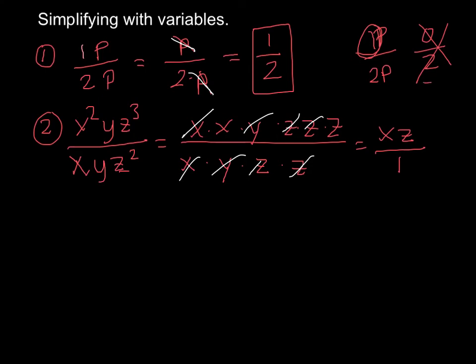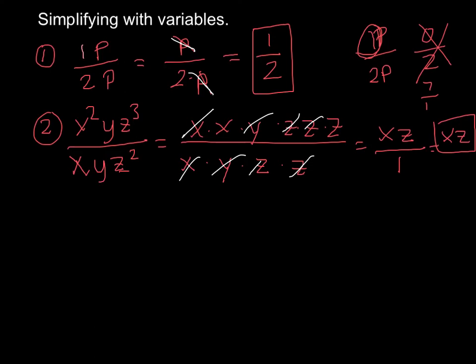And just like I'm not going to write 7 over 1 to write the number 7, I don't have to use that 1. I can just write my answer as xz. Okay, we can just drop the over 1 because it doesn't change anything. It's just over 1. That's all it is. So my answer would be xz.